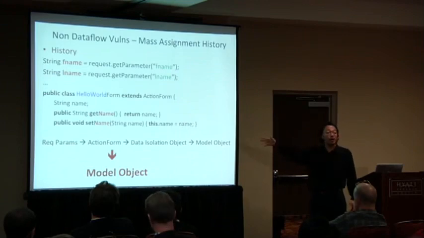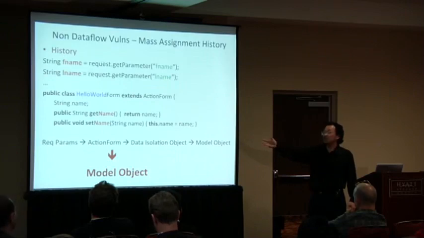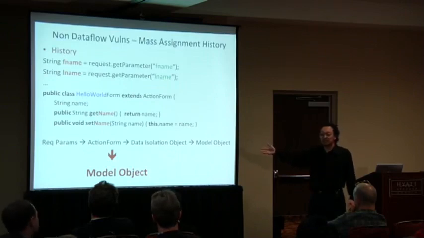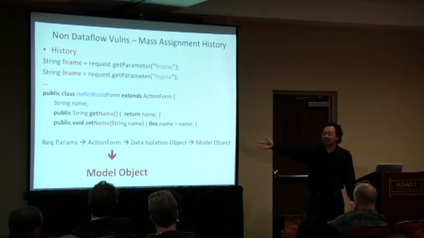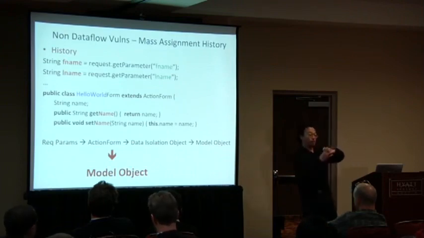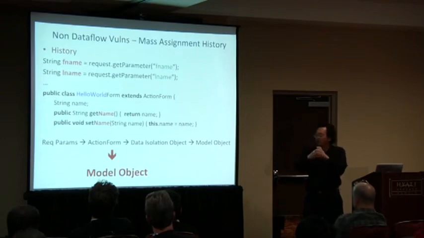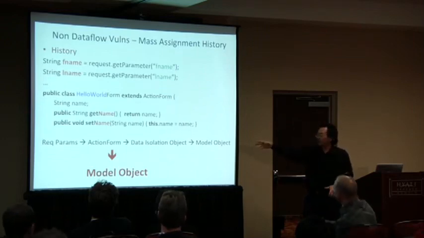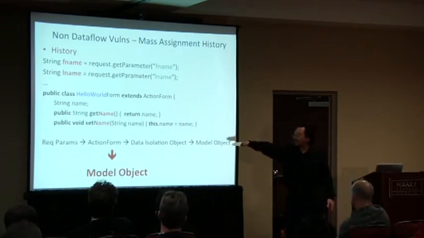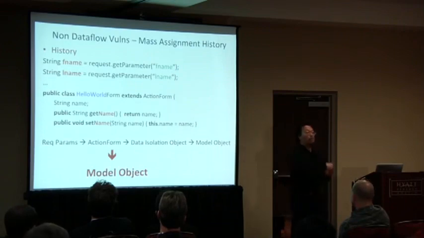Then we had another object called a data transfer or data isolation object, which had almost the exact same fields and attributes as the ActionForm. We'd map those values over, and then we'd pass this object to the middle tier so that the ActionForm didn't pollute our middle tier layer. And then we took that data isolation object, which had the exact same fields as the ActionForm, and we took it to the model object.